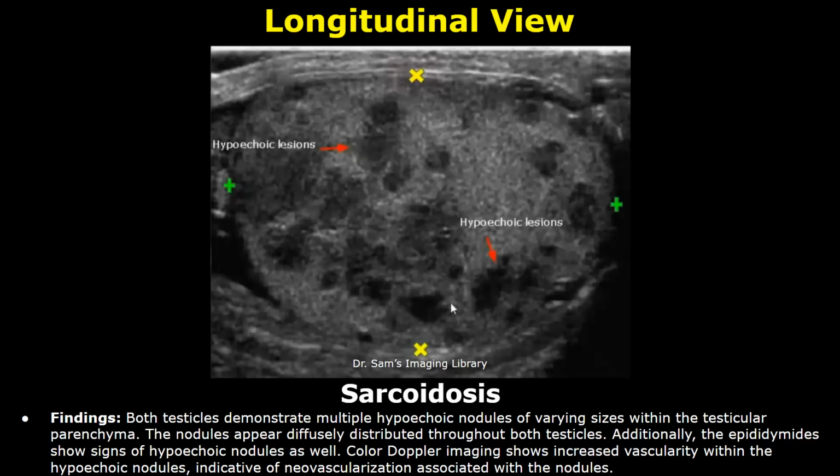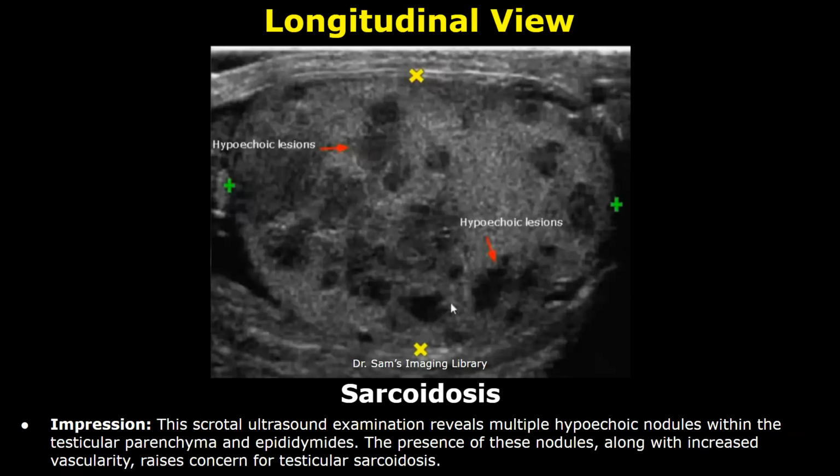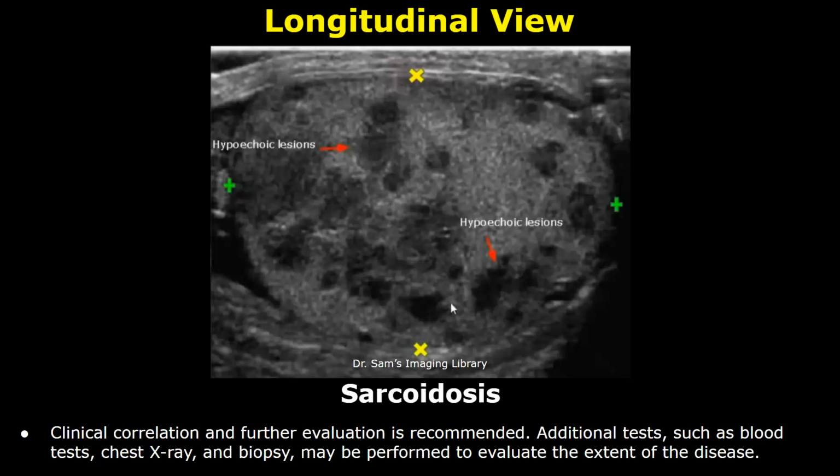Color Doppler imaging shows increased vascularity within the hypoechoic nodules, indicative of neovascularization associated with the nodules. The hypoechoic nodules found within the testicular parenchyma and epididymides are mentioned in the impression. Clinical correlation and further evaluation is recommended. Additional tests such as blood tests, chest X-ray, and biopsy may be performed to evaluate the extent of the disease.